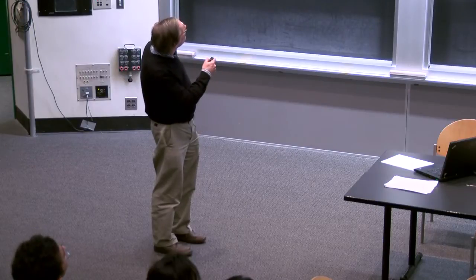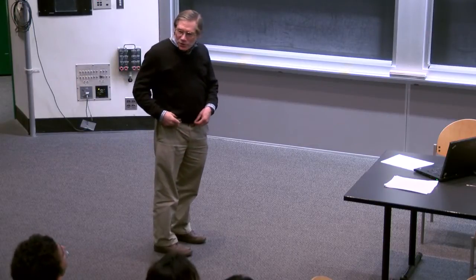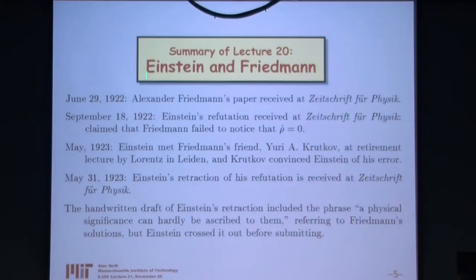Okay, moving on. In the last lecture, I also gave a quick historical overview of the interactions between Einstein and Friedman, which I found rather interesting. And just a quick summary here. In 1922, June 29th to be precise, Alexander Friedman's first paper about the Friedman equations and the dynamical model of the universe was received at Gesellschaft für Physik. Einstein learned about it and immediately decided that it had to be wrong and fired off a refutation claiming that Friedman had gotten his equations wrong, and if he had gotten them right, he would have discovered that rho dot, the rate of change of the energy density, had to be 0, and that there was nothing but the static solution allowed.